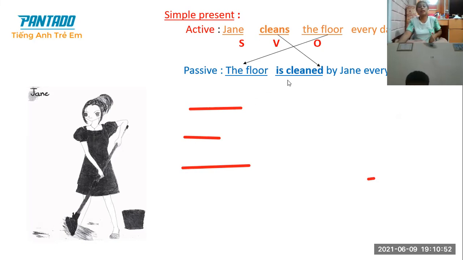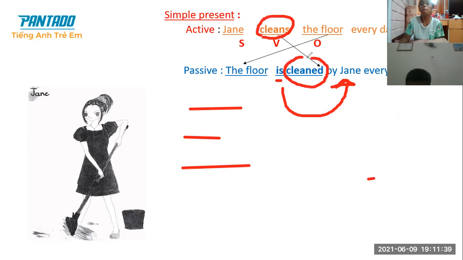The floor is cleaned by Jane every day. Of course, we use is here because there is only one Jane. The floor is cleaned by Jane. It is cleaned by Jane. The floor is cleaned by Jane every day. So as you can see, in the passive voice the verb cleans becomes cleaned, the past participle. Okay? Tab, do you understand, Teacher Anne?